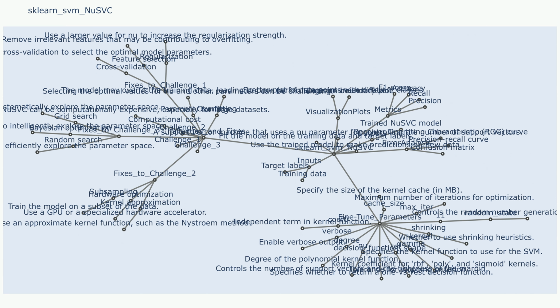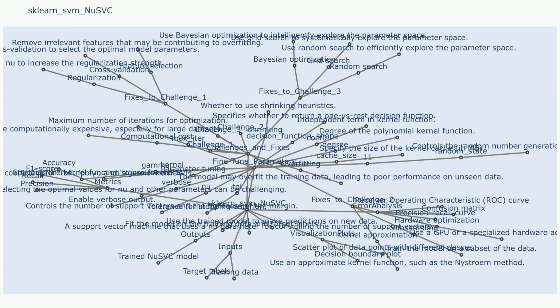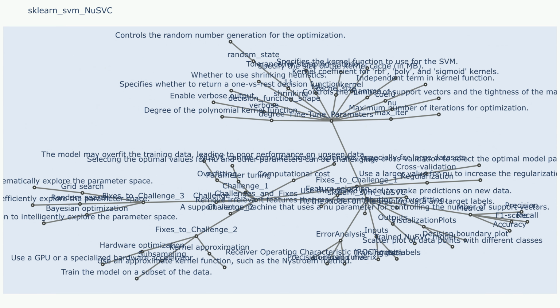Uncertainty methods. Confidence scores: the decision function values can be used to estimate the confidence of predictions. Higher absolute values of the decision function indicate higher confidence in the prediction. Out-of-bag error: for models trained with bootstrap aggregating (bagging), the out-of-bag error can be used to estimate the uncertainty of the predictions.